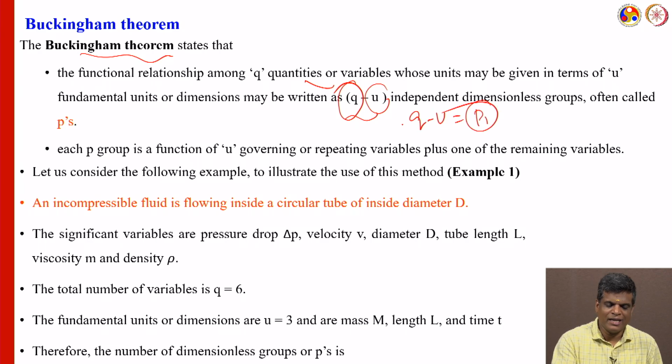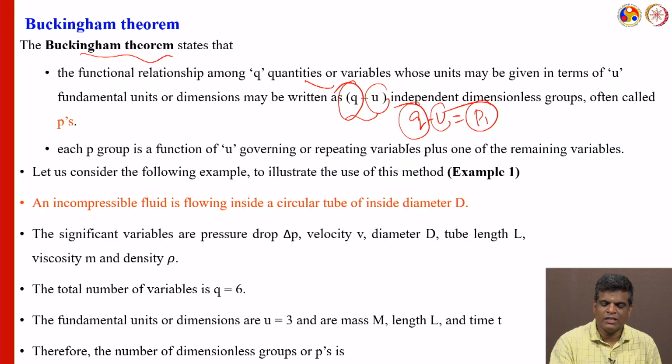So, the pi's are the dimensionless groups 1, 2, 3 like that. Repeating, q is the number of variables and u is the number of fundamental units. Fundamental units like mass, length, time, and temperature are fundamental here. After inserting these, we will get this many dimensionless numbers.